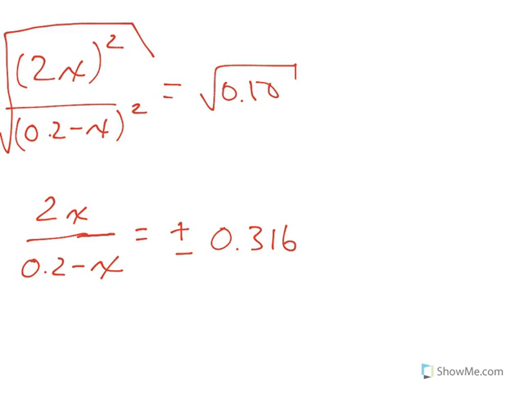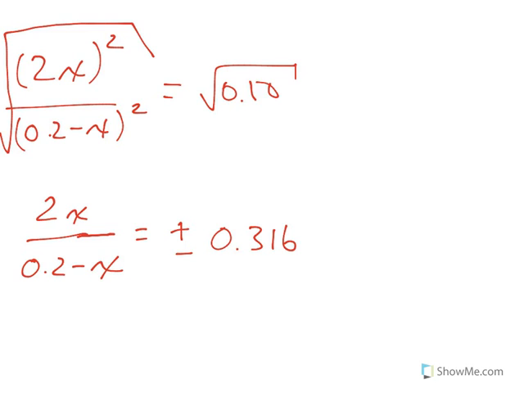All right? We have to be careful there because square roots can give us a positive root or a negative root. So since I have both roots, I need to solve x by setting it equal to both roots. All right? So what I'm going to do first is the positive root. So I've got 2x over 0.2 minus x equal to positive 3.16. I'm sorry, 0.316.